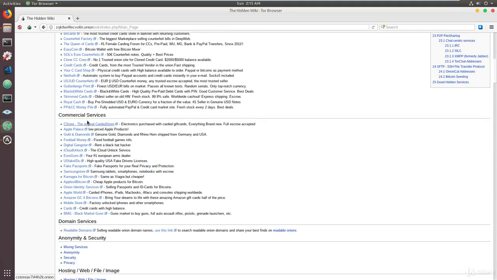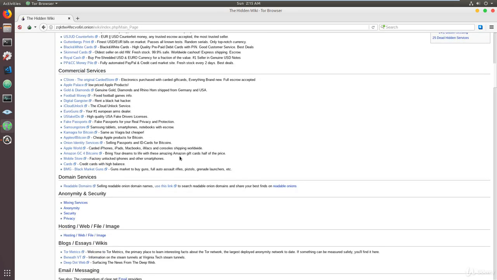You then have your commercial services that involve different stuff like betting sites, iCloud unlock, driver's licenses, etc. Again, I'm not going to go into all of that because there is quite a bit to look at.